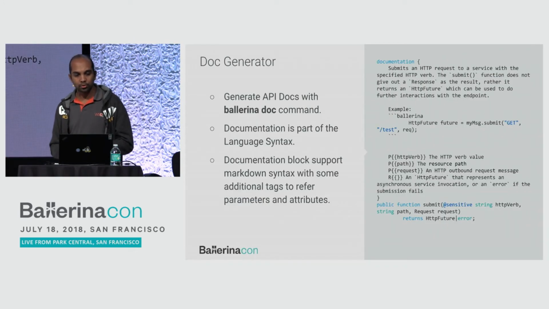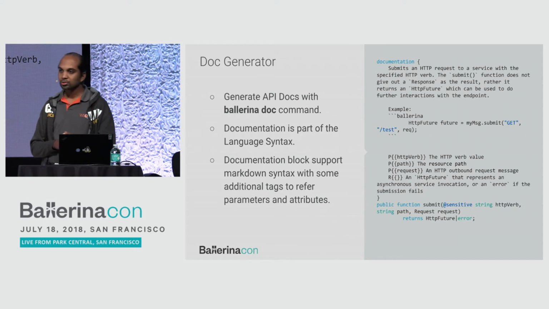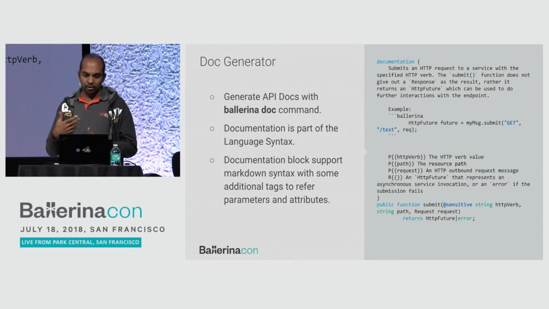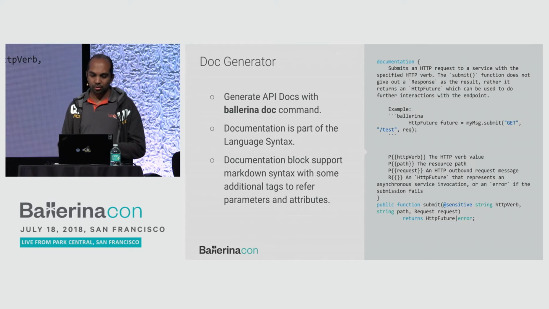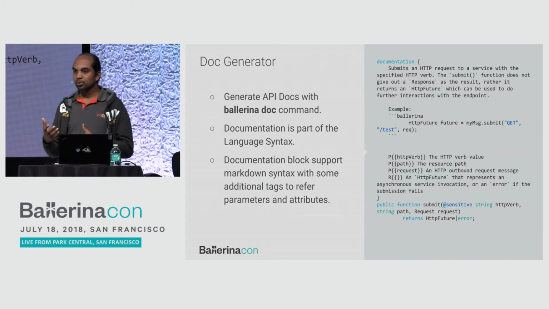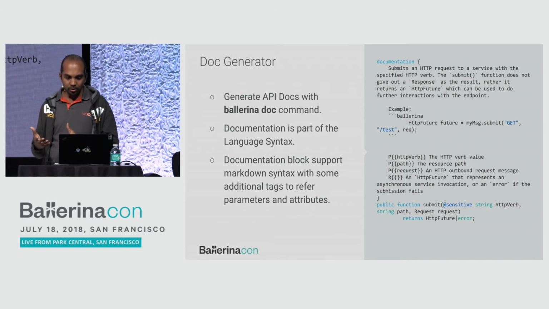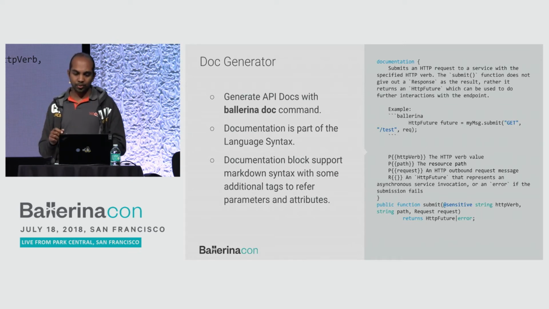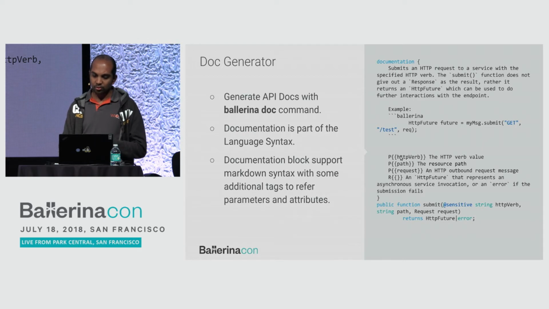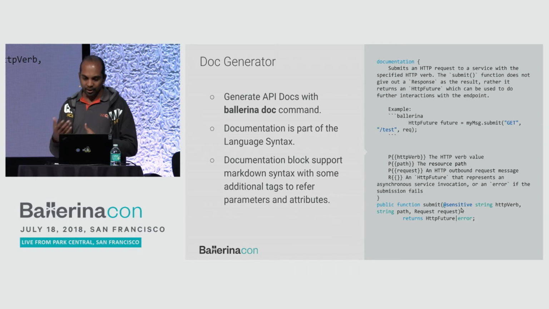The next tool that is quite useful is the doc generator. Basically, you can use it to generate API docs. In the code block, you see the documentation block of the submit function. Here you can see we support different markdown highlighting features, and we also have a special set of tags to tag the attributes of the function and the parameters of the function inside the documentation.